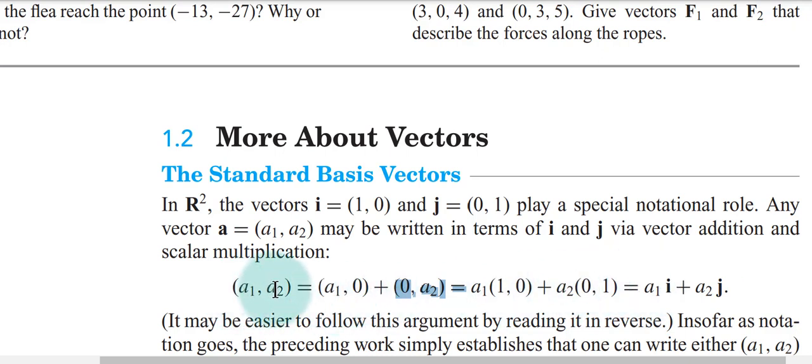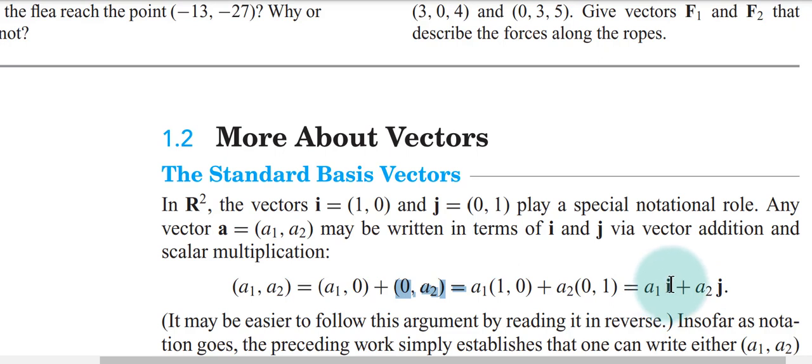So I've shown that this vector can be written in terms of i and j in a very simple way. All I have to do is take this scalar times i plus this scalar times j. Now be careful and notice that this plus here is not just regular addition. This is vector addition, because this is a vector.